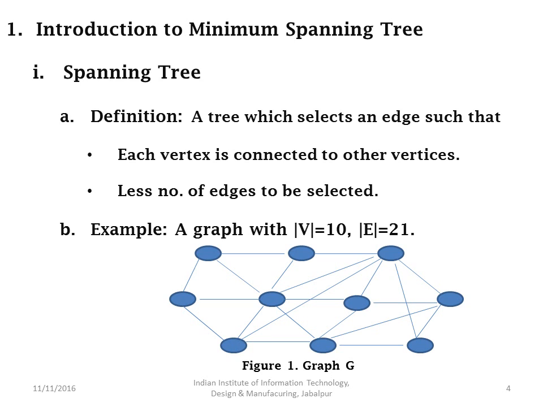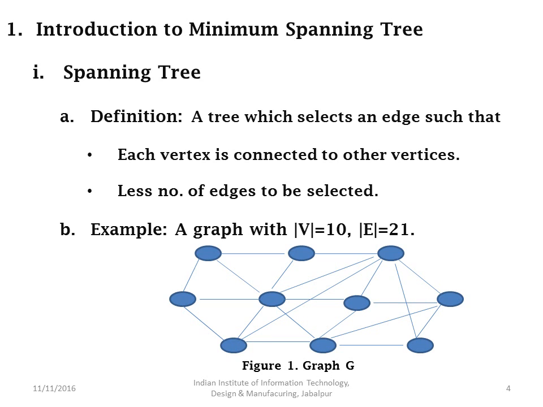So before proceeding to the minimum spanning tree, we'll discuss the spanning tree. The definition of the spanning tree is a tree which selects edges such that each vertex is connected to other vertices, and we have to select the edges in such a way that the total number of edges selected is small.